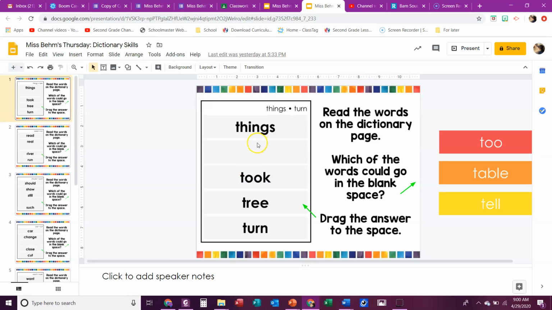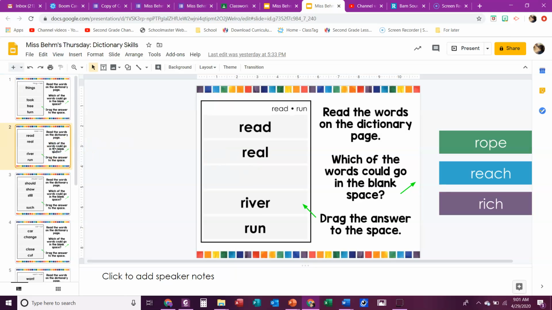First of all, let me just tell you, it is TH, things, right? That's the first word. So would TA make sense? Well, doesn't A come before the H, right? So table wouldn't work. Tell wouldn't work. So the only one that would work would be to. So I would click and drag to go there.